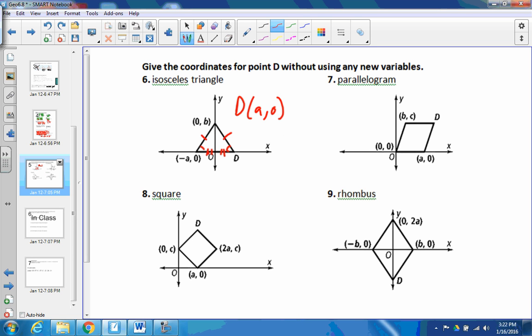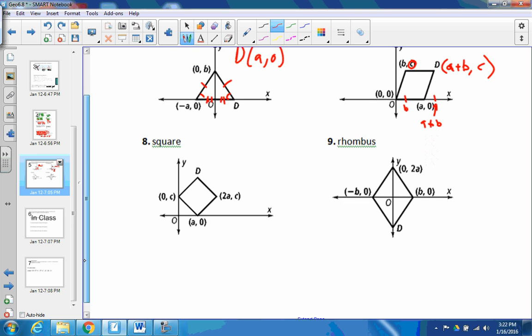Let's look at number 7, parallelogram. We want to figure out D. So if this is B over, this would go over B. This would be all the way over to A. So right here would be A plus B. And then it goes up ahead of C, it looks like. So D would be A plus B and up C.